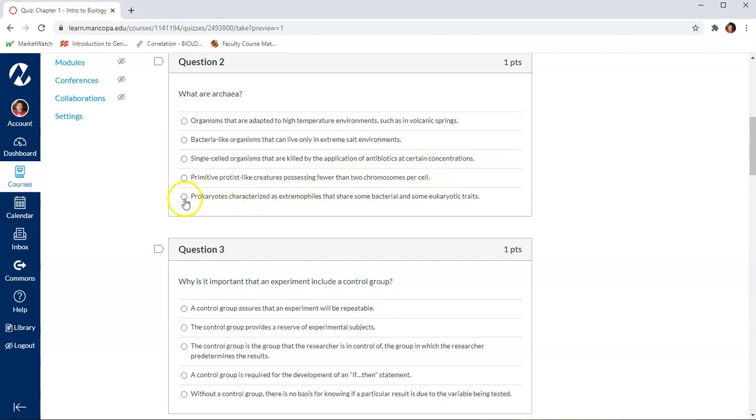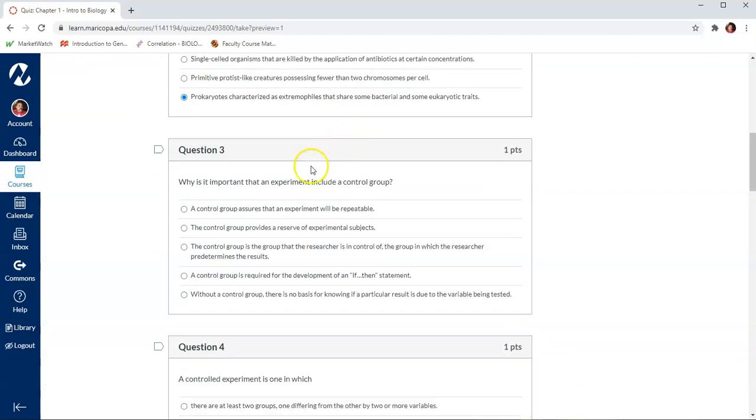So the best answer here would be prokaryotes that are extremophiles, which means they live in really extreme environments, and they share some bacterial. When we say bacterial, we mean eubacteria. Eu means true. This means true as well. Karyote is nucleus. So a eukaryote would be an organism that has a true nucleus. Bacteria don't have a nucleus, and you'll learn that whenever we go through these chapters as well.